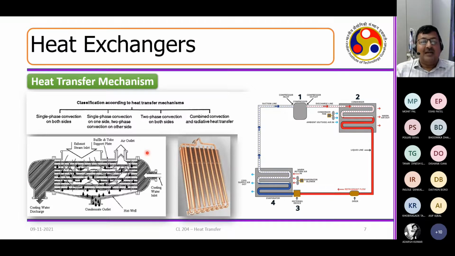So this is a typical example of a two-phase heat exchanger, where this is an example of a condenser. The other way around is that you put hot steam inside, and you put cold water here, and this cold water is getting converted to steam. That is what is called a boiler, right?